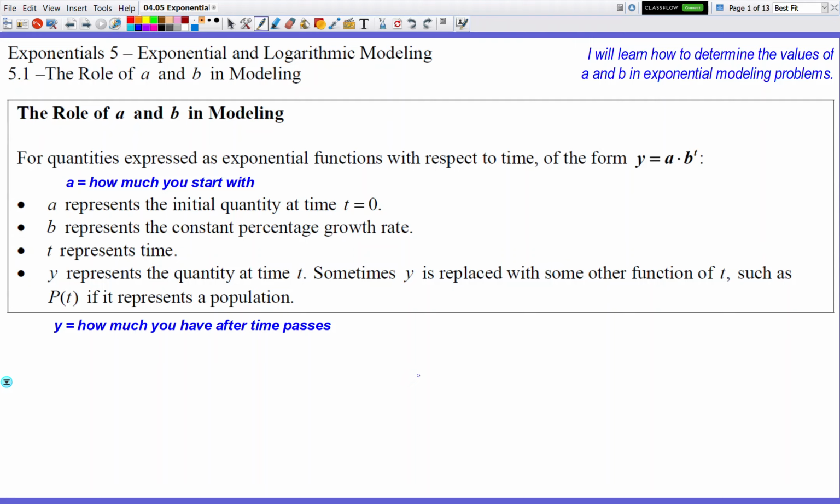Hello and welcome to Exponentials 5.1, the role of A and B in modeling.